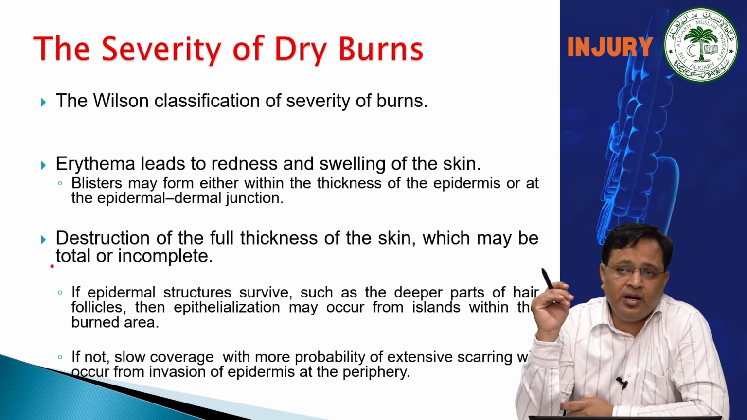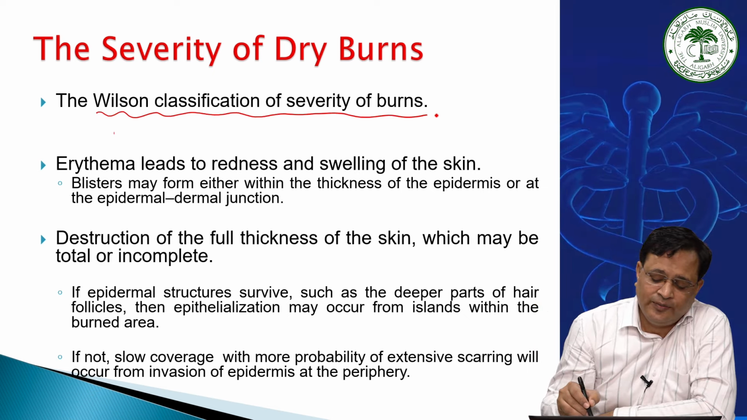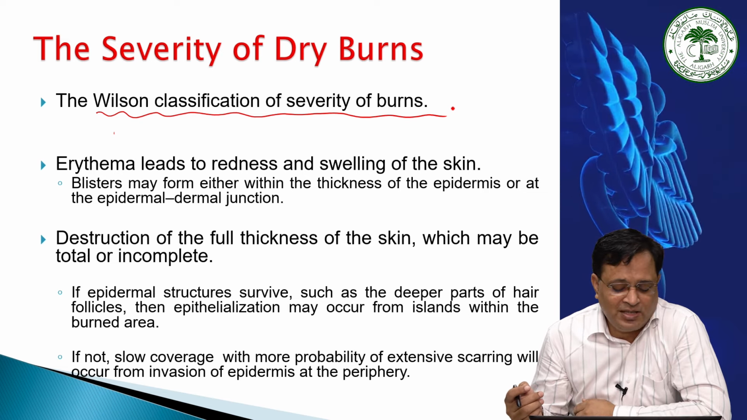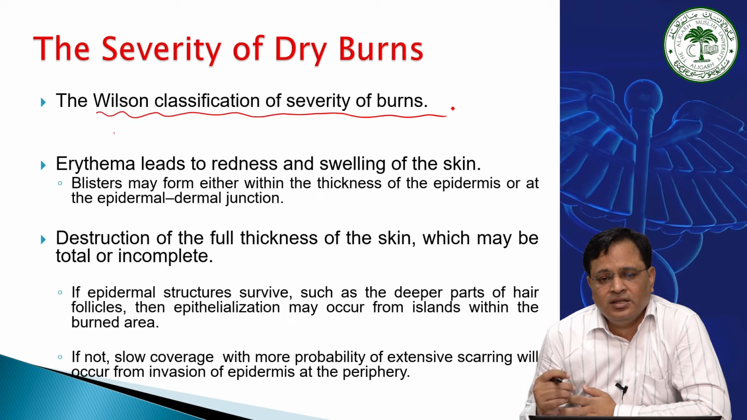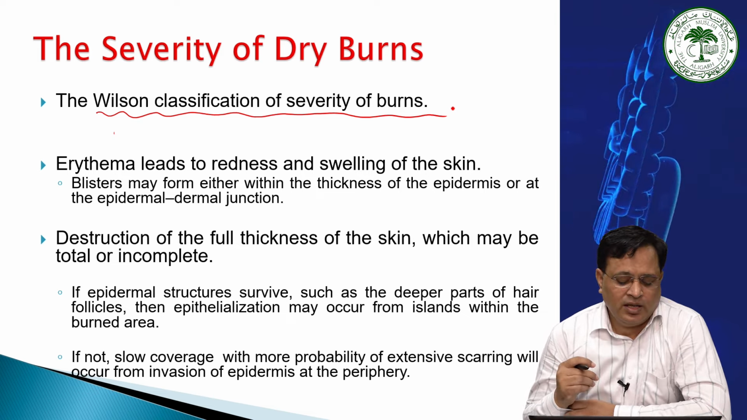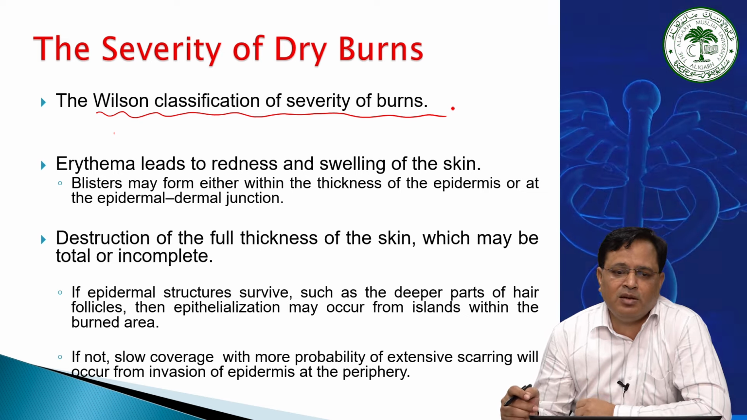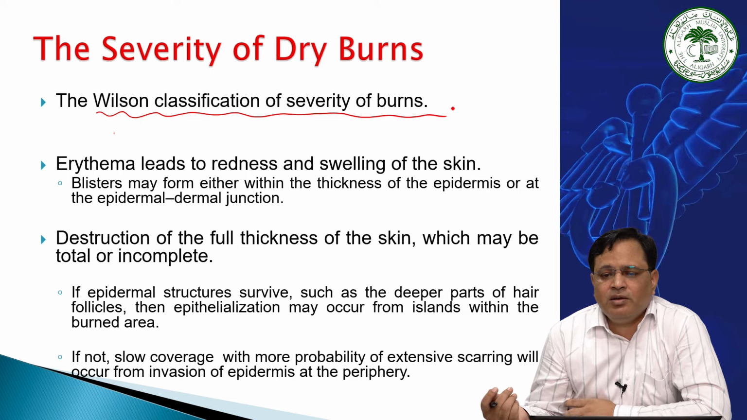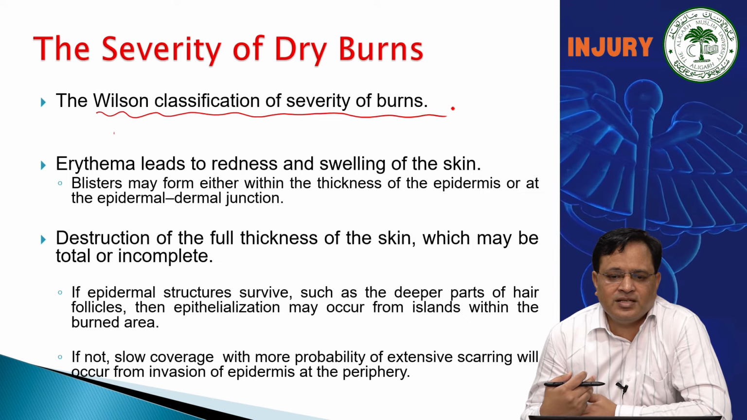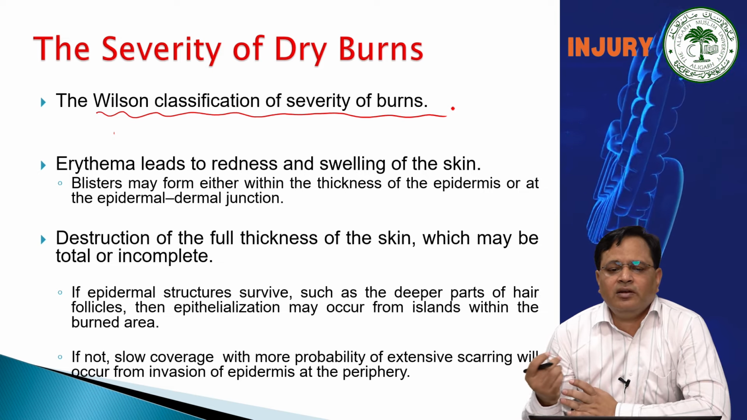The severity of dry burn. Another is Wilson's classification that describes the severity of the burn. Erythema develops, leading to redness and swelling in the first degree. Blisters may form either within the thickness of the epidermis or at the dermoepidermal junction. Then again is the destruction of full thickness of skin, which may be total or incomplete. Full thickness can be total or incomplete if epidermal structures survive, such as the deeper parts of the hair follicle. Then epithelialization may occur from the islands within the burn areas.